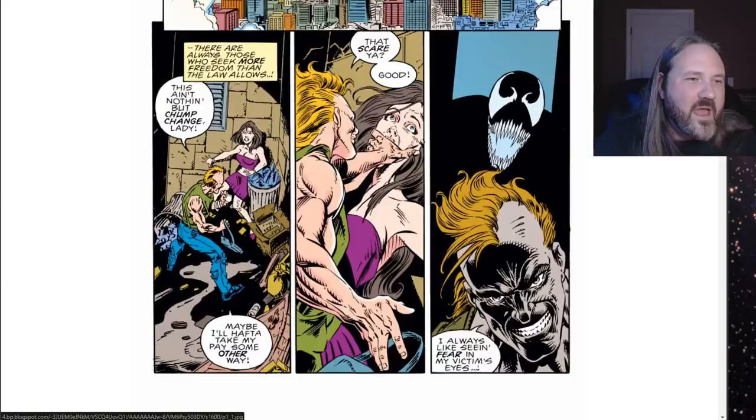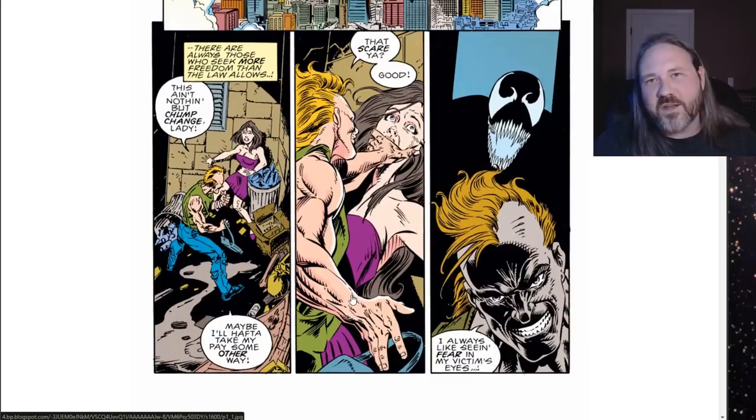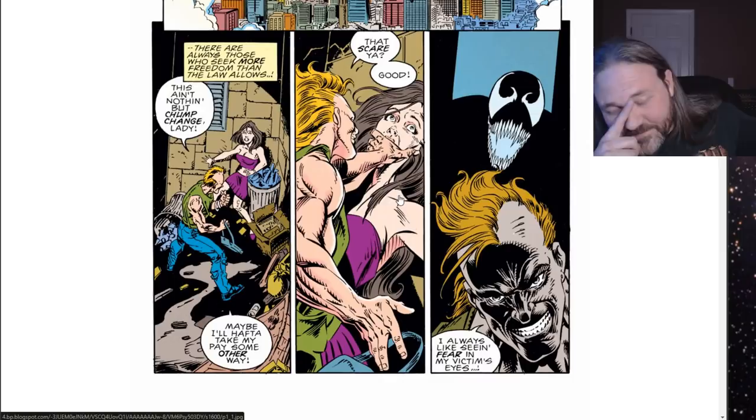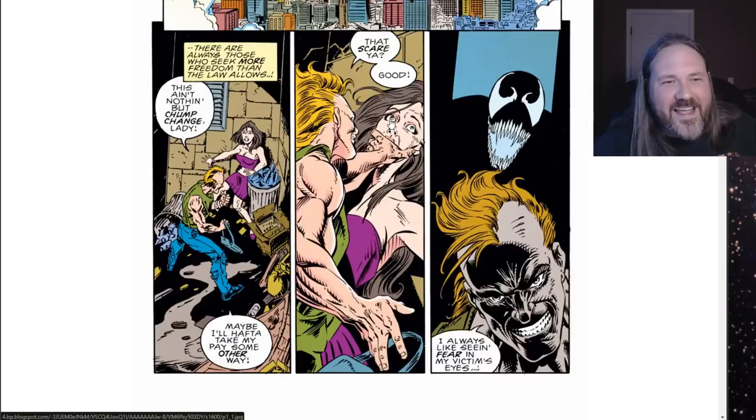Maybe I'll have to take my pay some other way. So he's threatening to rape her. I don't know if this would fly in 2019. Another reason why I was thinking of this comic. That scare you? Good. Right. You know, her eyes are pointed away.